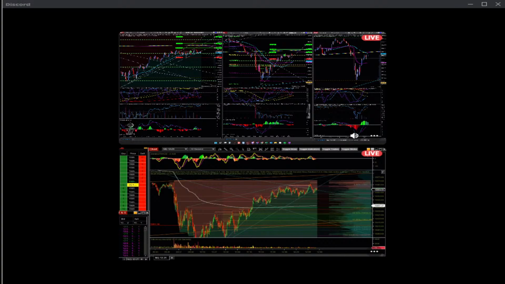Yeah, today for me was an off day. I'm still green, but I'm green because of scalps, not because of long trades. It was off, I don't know why. But tomorrow is another day.